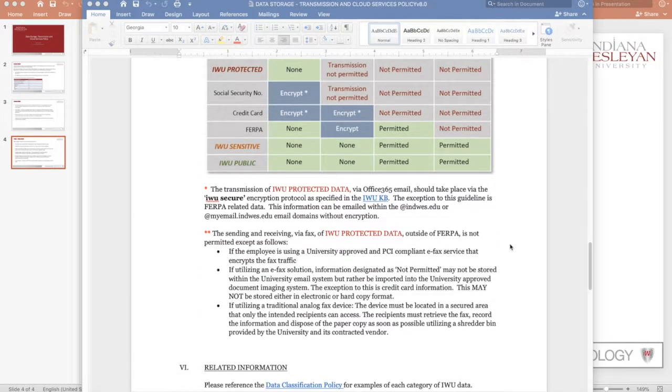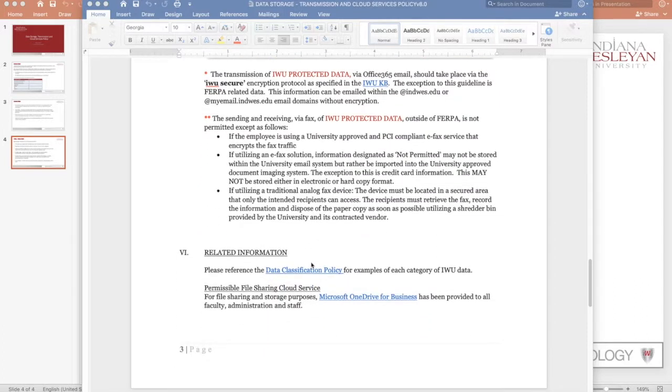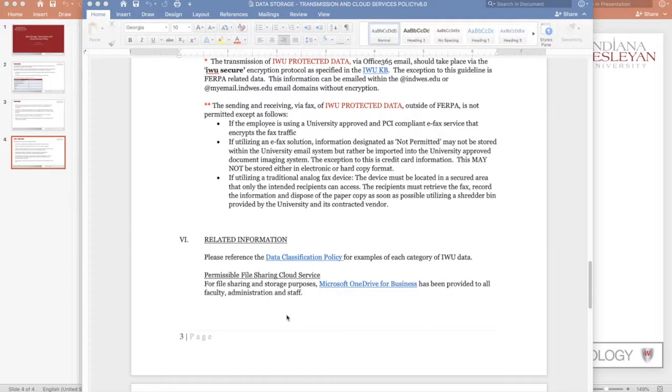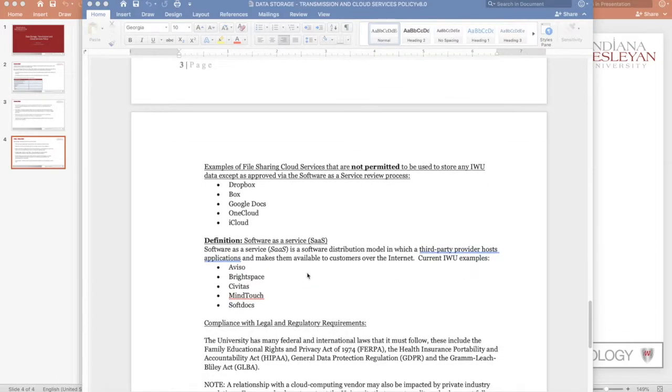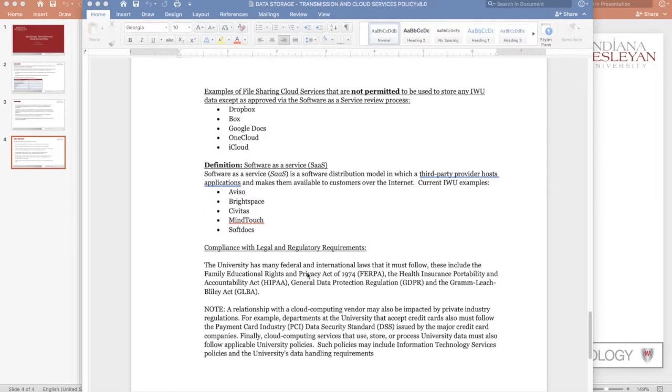Below this, there are more details on faxing, basically speaking to the environment, some of the requirements, and I'll leave this for your reading. Under related information, we talk about the single file sharing cloud service that's permitted, and that's Microsoft Office 365 OneDrive for business. At this point, we're detailing out certain services that are not permitted for any file storage. We define what a software as a service is and give some examples, and then finish up with some legal and regulatory requirements as an FYI.